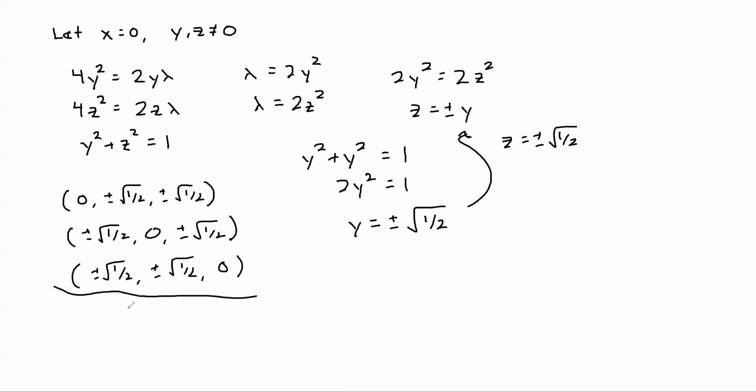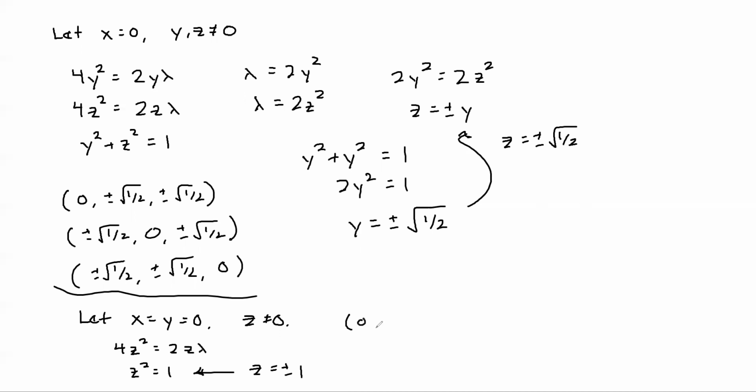All right, so let's say we let x and y both be 0, but z is not equal to 0. In that case, the equation becomes 4z squared equals 2z lambda, and z squared equals 1. So who cares about this equation? This is the only one that matters. This tells us that z equals plus or minus 1. And if you do that, what points did we end up getting? You end up getting 0, 0, plus or minus 1.